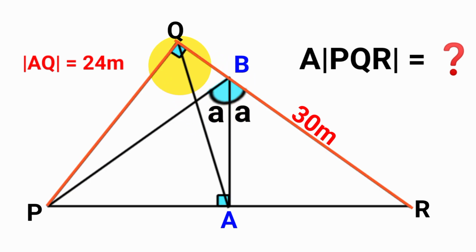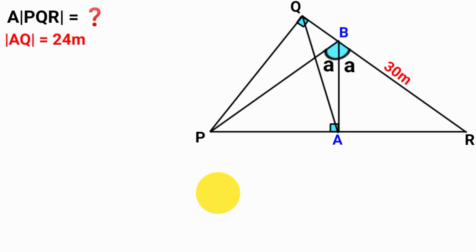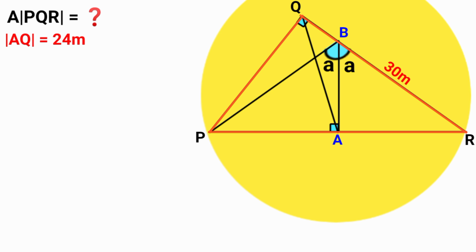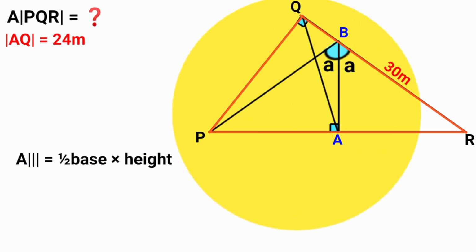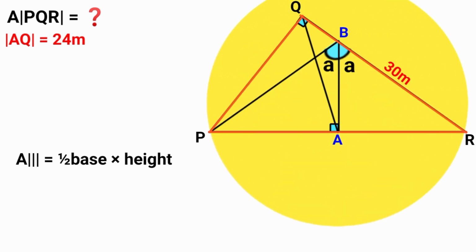This angle is a right angle and this is also a right angle. So how can we solve this? How can we calculate the area of triangle PQR? Well, the formula for calculating the area of a triangle is 1/2 base times height. This triangle, because of this right angle, is a right angle triangle. And when calculating the area of a right angle triangle, the perpendicular sides can be taken as the base and the height. That is this side and this side.